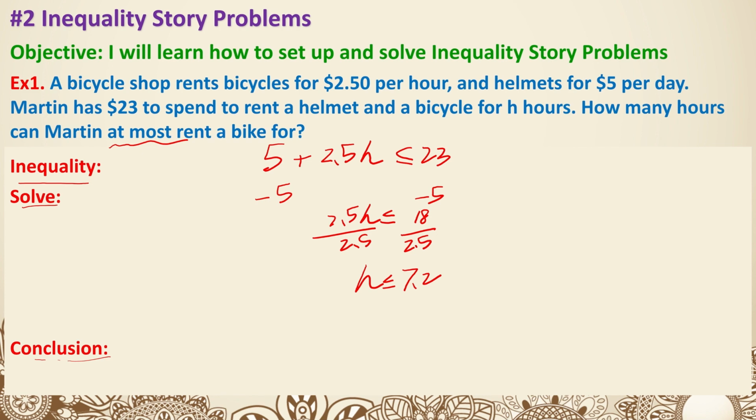Now, we said h is less than or equal to 7.2. Let's think about it. If you rent a bike, you can't exactly go in and say, I'm going to rent the bike for 2 hours and 20 minutes. That doesn't work. It doesn't work that way. You have to rent for the whole hour.